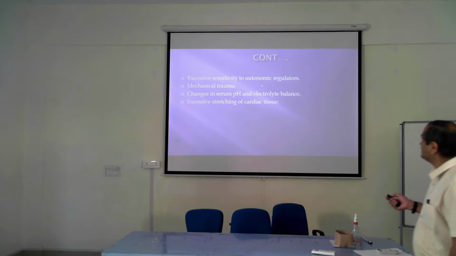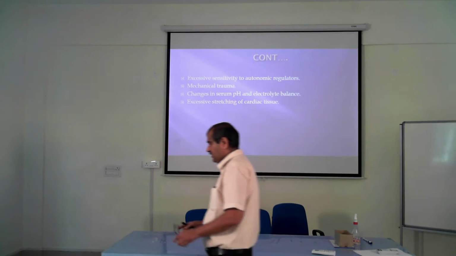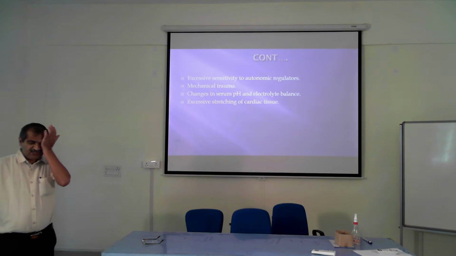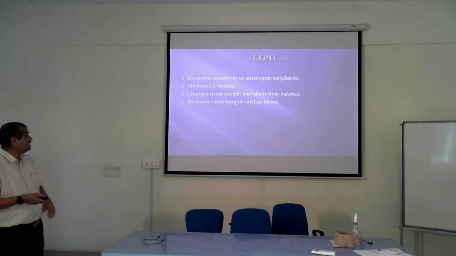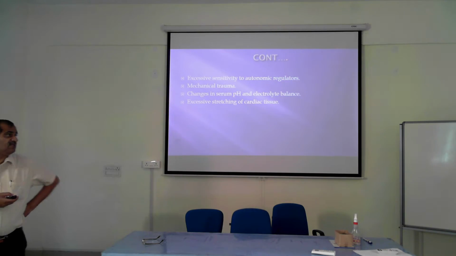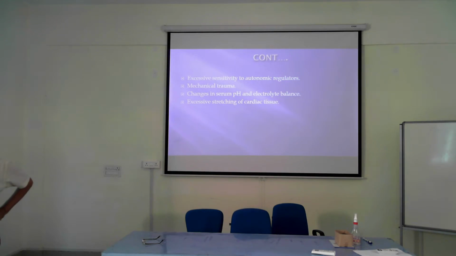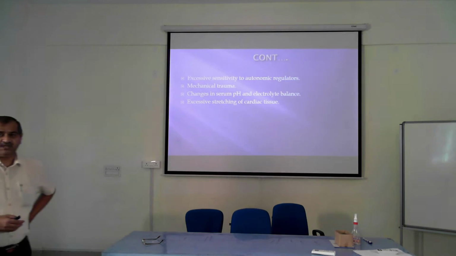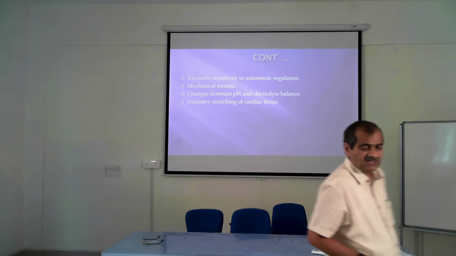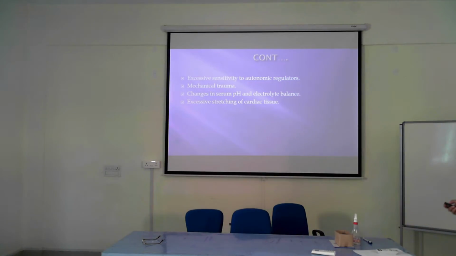Then excessive sensitivity to autonomic regulation, maybe blood pressure regulation. If there is continuous high blood pressure, the cardiac muscle gets loosened, and that involves the autonomic nervous system, especially both the parasympathetic and sympathetic nervous systems, in controlling the heart rate. And mechanical trauma, direct injury, bike accidents, then sometimes heat, etc. They are going to cause mechanical trauma.